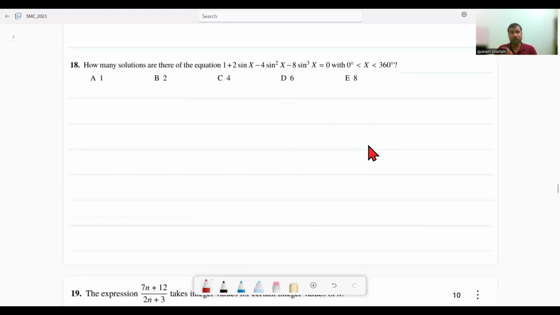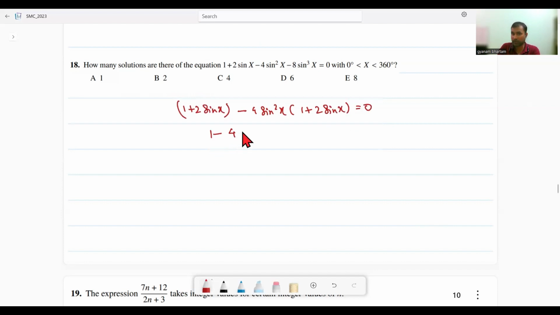Now, how many solutions are there of the equation, from 0 to 360 degrees? So we have 1 plus 2 sin x minus 4 sin square x minus 8 sin cube x equal to 0. This is a cubic function. Can we factorize it? If we keep 1 plus 2 sin x one way, and take 4 sin square x outside, we are left with 1 plus 2 sin x again.